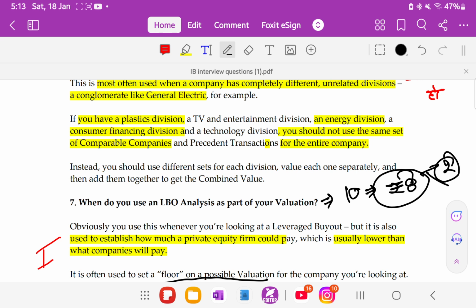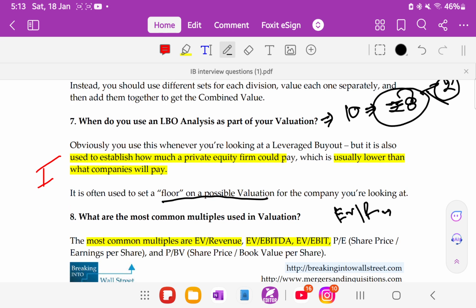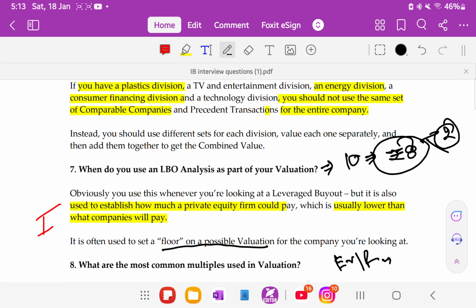When do you use an LBO analysis as part of valuation? Obviously you use this when you are looking at a leveraged buyout, but it is also used to establish how much a private equity firm could pay, which is usually lower than what a company will pay. So it's a floor value, something like that.